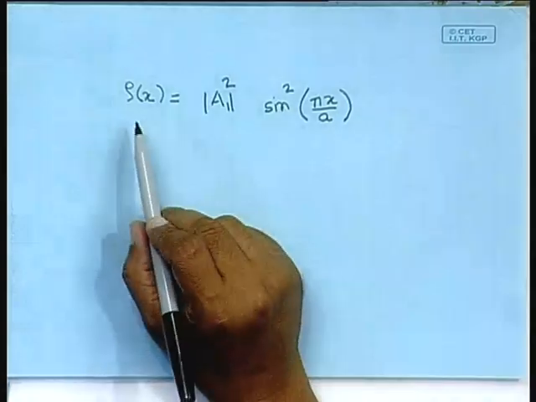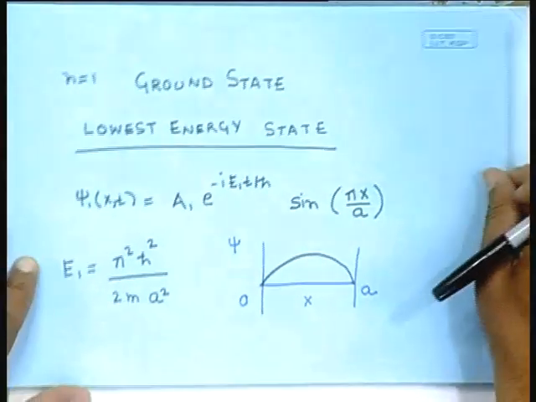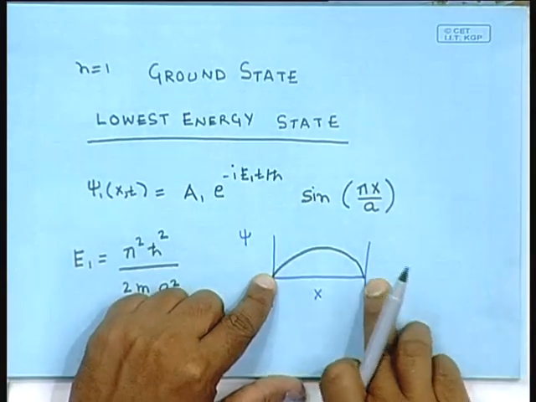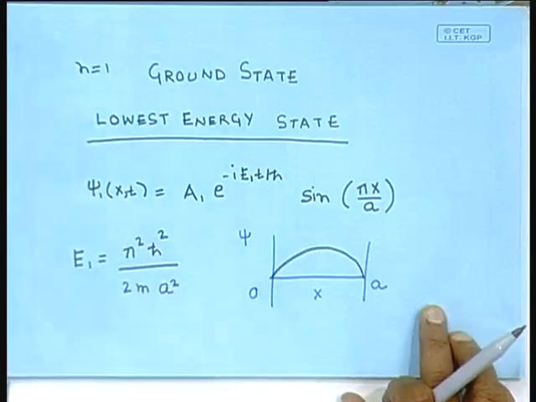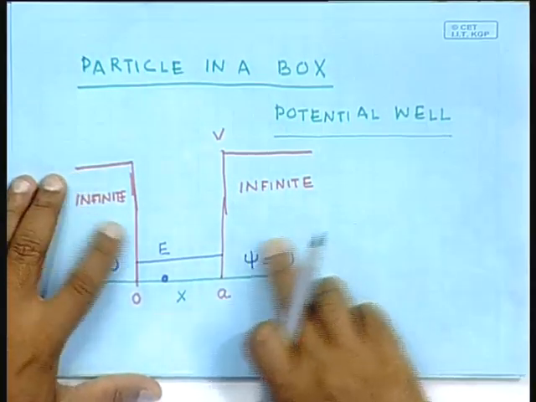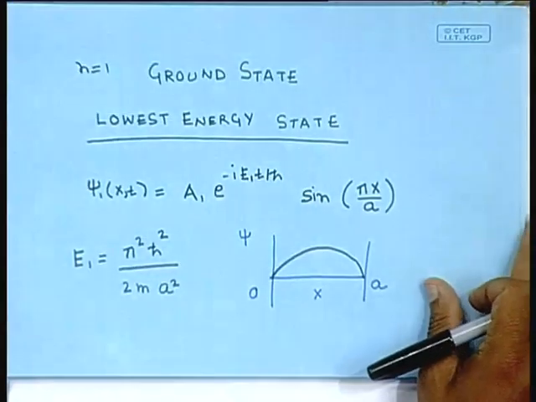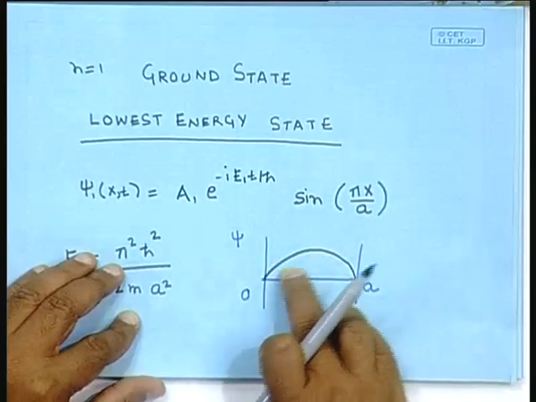So let me just spend a minute discussing the implication of this. If I have a particle in this potential well, the probability of finding the particle outside this is 0 because the wave function vanishes. The probability of finding the particle here and here is 0 since the wave function vanishes, and the probability of finding the particle at any position is the square of this wave function.